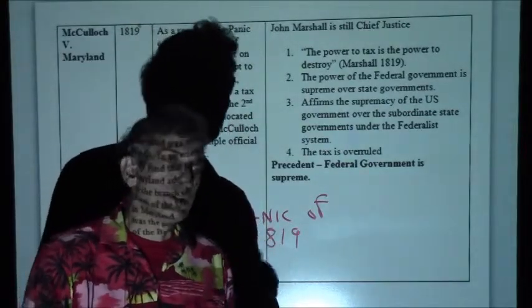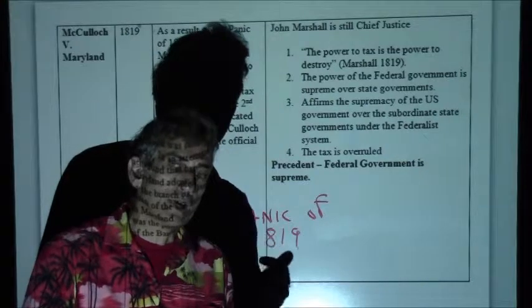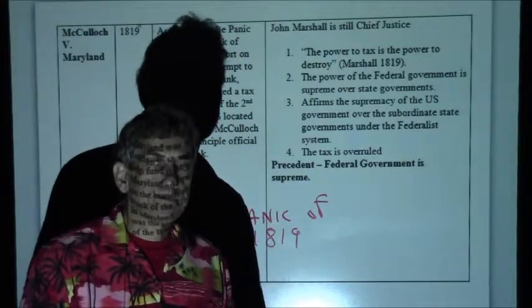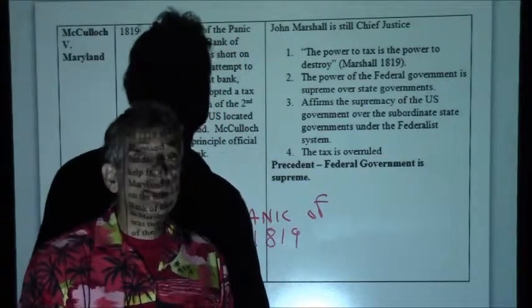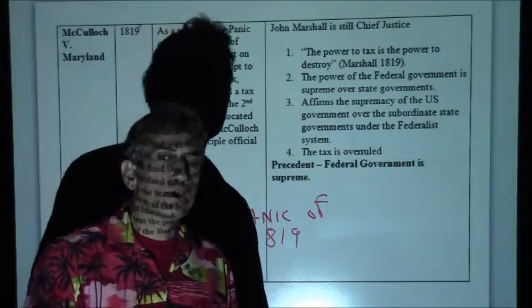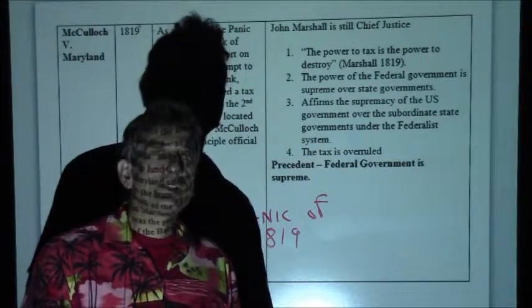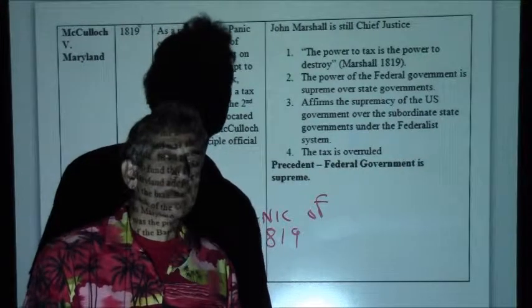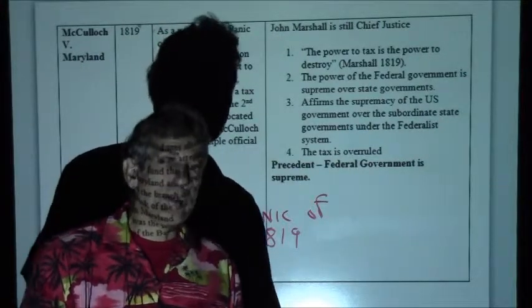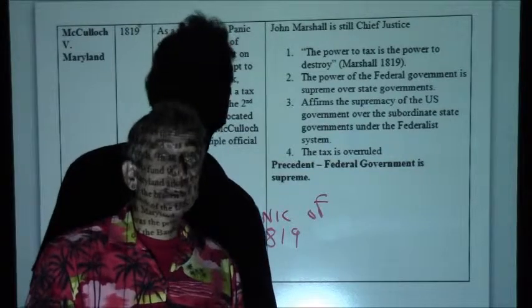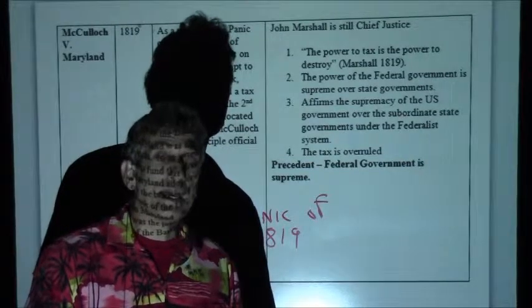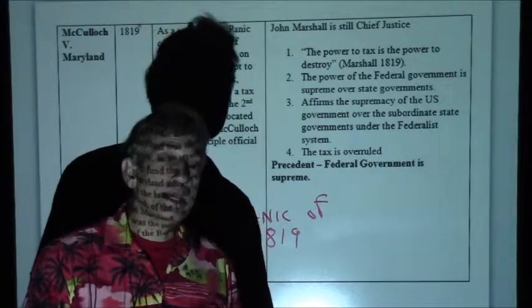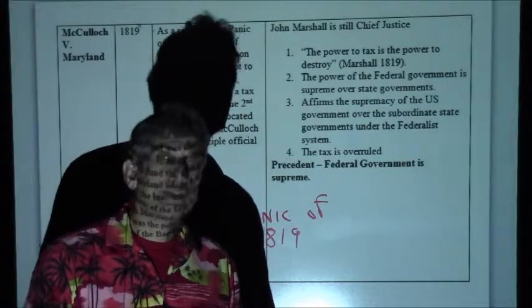Maryland. Now you have to understand, when you look at how a Supreme Court citation occurs, the first person is bringing suit against the second. So the first person is the plaintiff, the second person is the defendant. McCulloch is the plaintiff, McCulloch is bringing suit against Maryland. McCulloch is the president of the Bank of the United States located in Maryland, and Maryland is the state of Maryland.